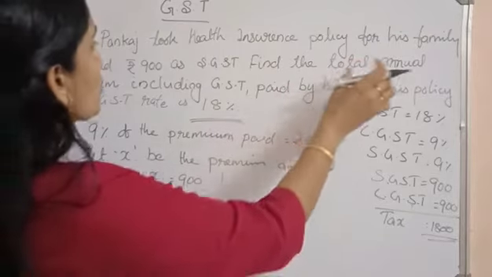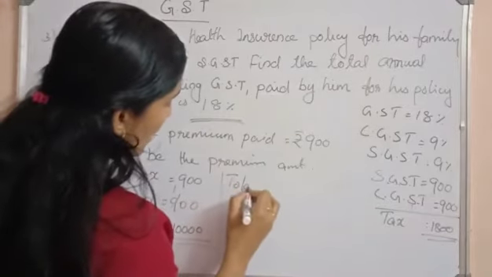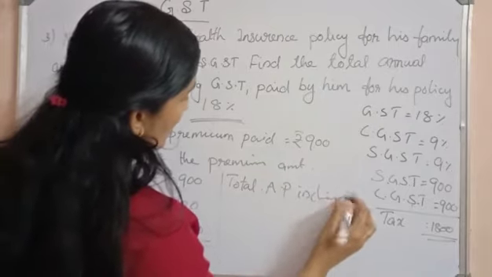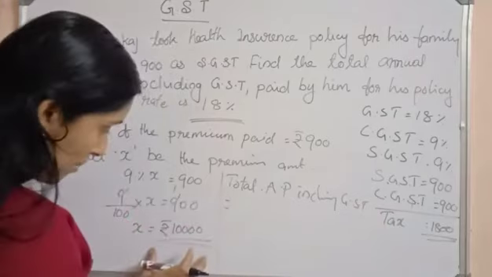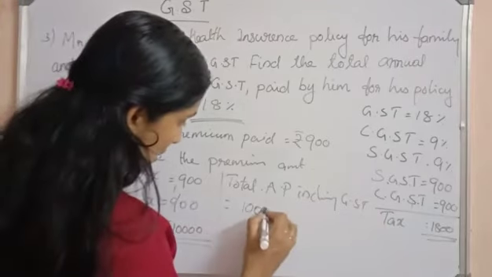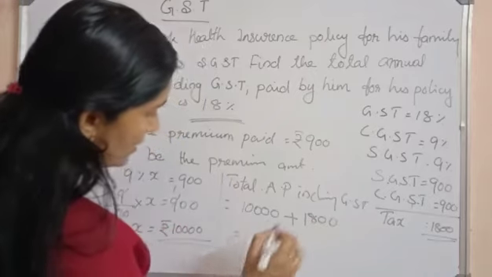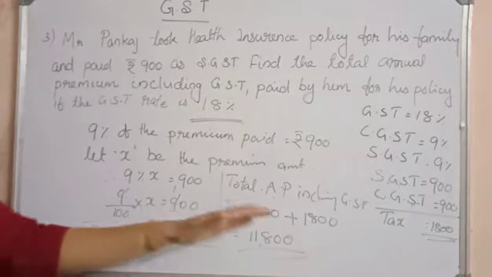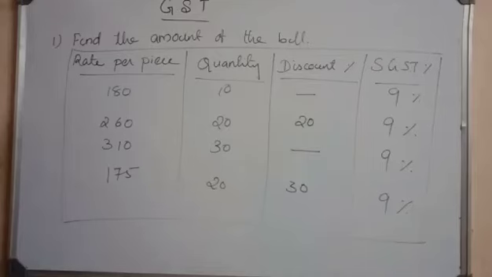Therefore, our question is to find the total annual premium including GST. So, total annual premium including GST is equal to the premium amount, that is 10,000, plus the tax paid 1,800, and that is the same as 11,800. This is the total annual premium paid including GST. Now this question is for you. Solve it and let me know the answer.